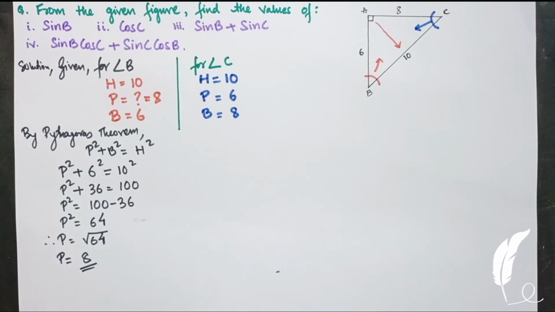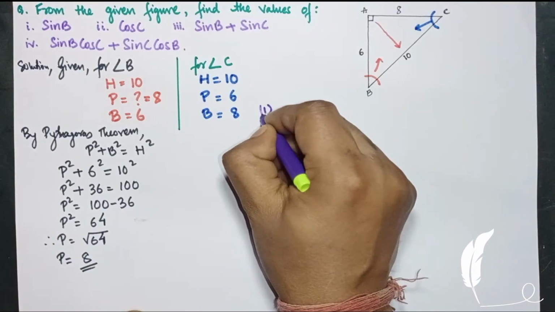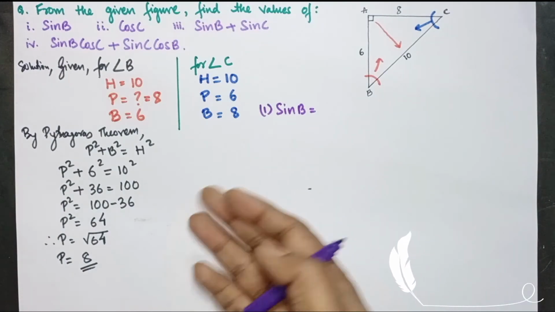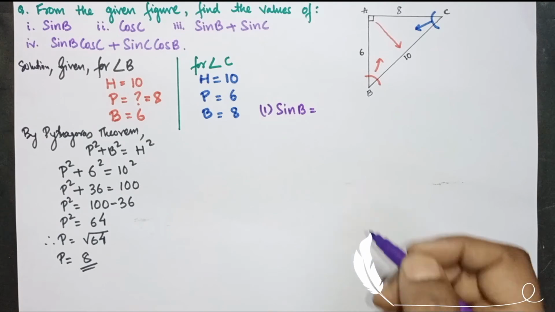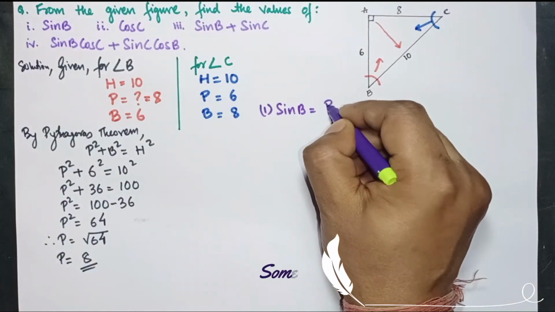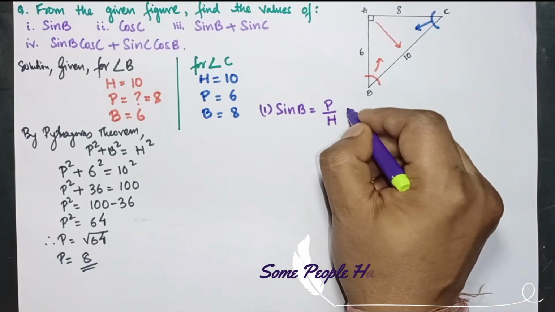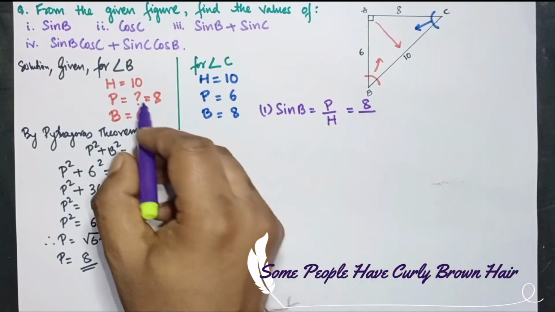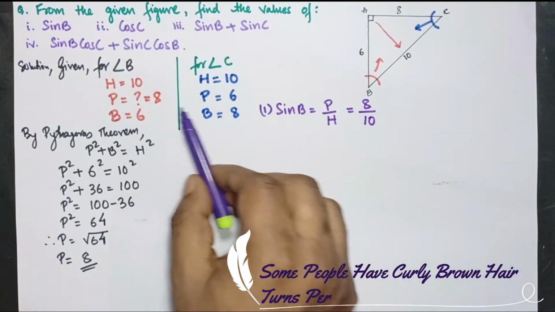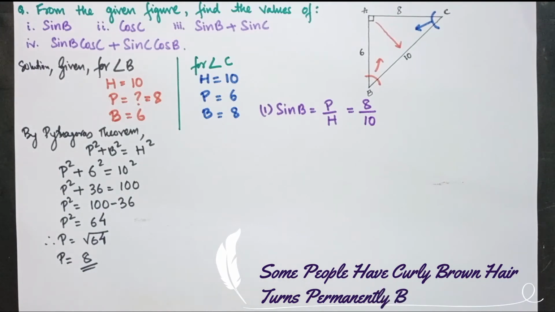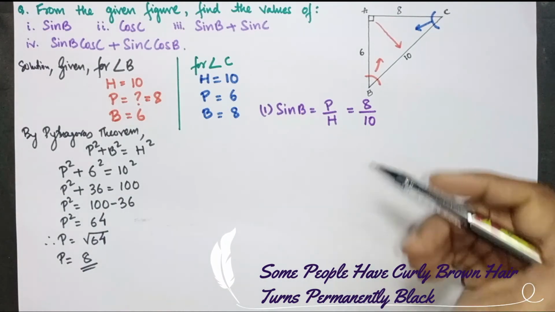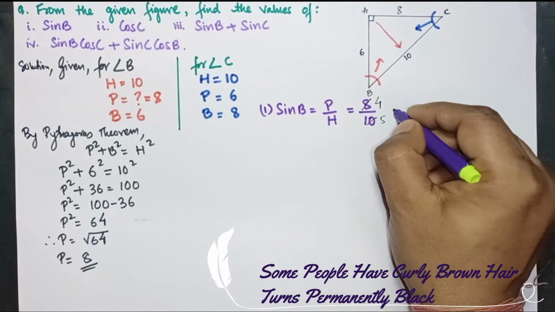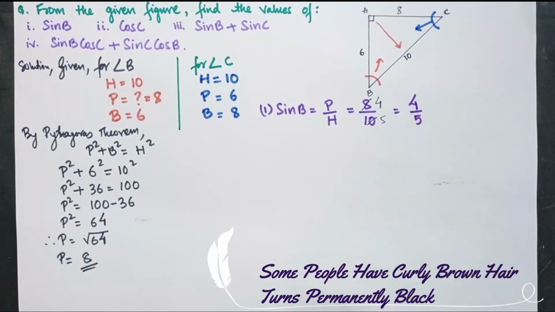In number 1 we have sine B. As you know the formula, 'some people have curly brown hair turns permanently black.' So sine B means 'some people have', perpendicular by hypotenuse. Whenever there is B, we'll use the angle B values. So perpendicular is how much? 8, and what is my hypotenuse? 10. If you do it this way, you'll not have any confusion. Now we'll cancel by 2: 2 fours are 8, 2 fives are 10. Now it will not cancel further, so I got 4 by 5. Hope you're clear with this.